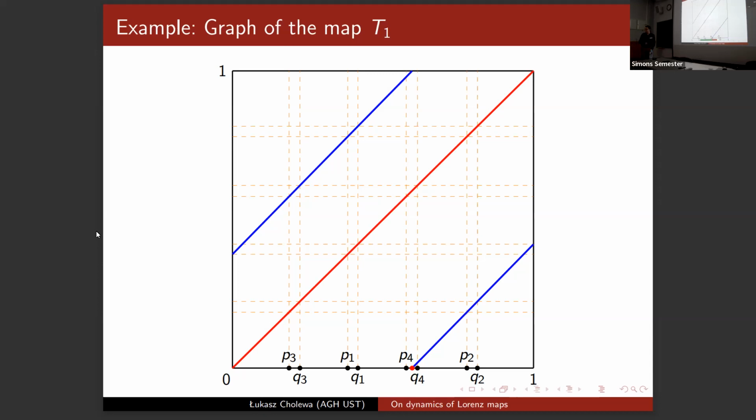This is the example of a Lorenz map. I will show that this map is renormalizable.